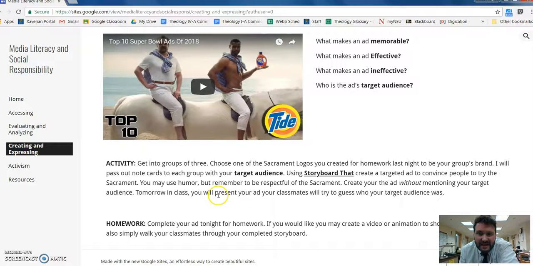And in groups, they are going to use Storyboard That, a program that will allow them to put together their own story, their own ad. And then for homework, they'll finish that ad and they will present it to their classmates in the following class.